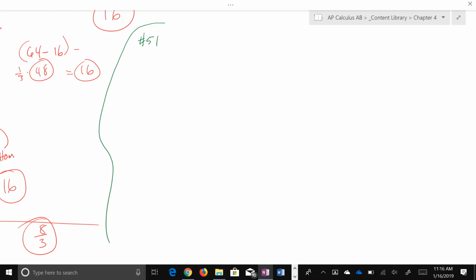All right? 51. It's 5 minus 1 over x between 1 and 4. And you're asked to find the mean value theorem. And mean value theorem said what? You integrate between a and b of f of x, right? Times b minus a.